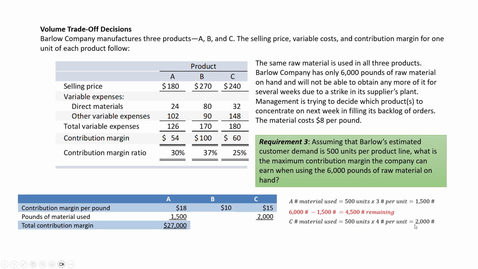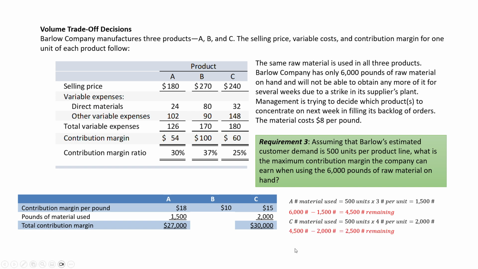Again, I need 2,000 pounds times $15 per pound. The amount that I can earn from C is $30,000. Also, another way, 500 units of C times $60 per unit would also be the $30,000. So you can approach it from either direction.